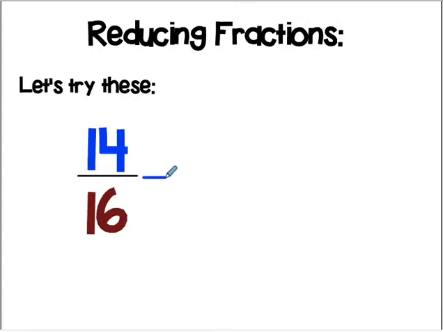Last one, let's try 14 over 16. When we try 14 over 16, we see, does 14 fit into 16 perfectly? No. Now we could go 13, 12, 11, 10, 9, or we can just start with, does 9 fit into both of these? No. 8 only fits into 16. 7 only fits into 14. 6 doesn't fit into either one. 5 doesn't fit into either one. 4 only fits into 16. 3 doesn't fit into either one. So we're going to divide this by 2, and 14 divided by 2 is 7, and 16 divided by 2 is 8.